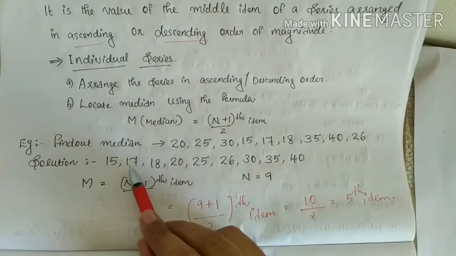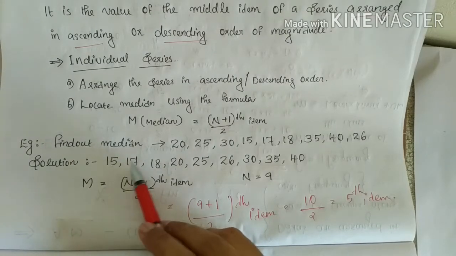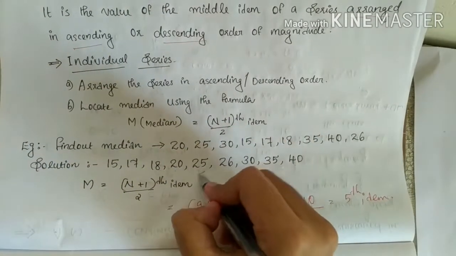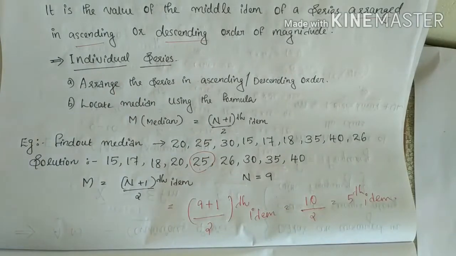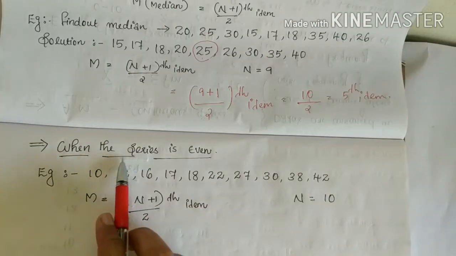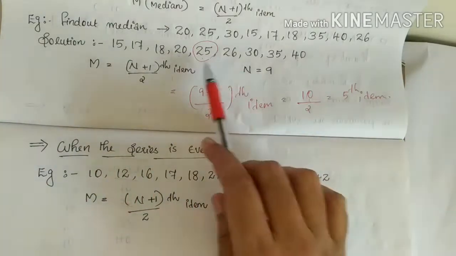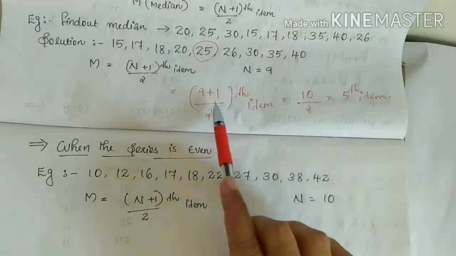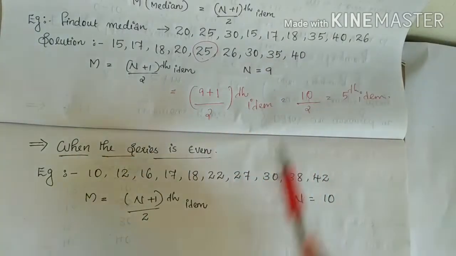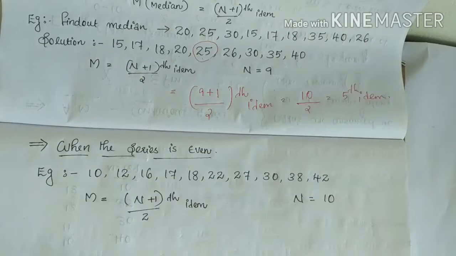In this arranged series, which one is the 5th item? 1, 2, 3, 4, 5. So 25 is considered as median. Next example, when the series is even numbers. The previous example is when the series is an odd number. At that time we have to apply this equation. We have directly picked the value of median.